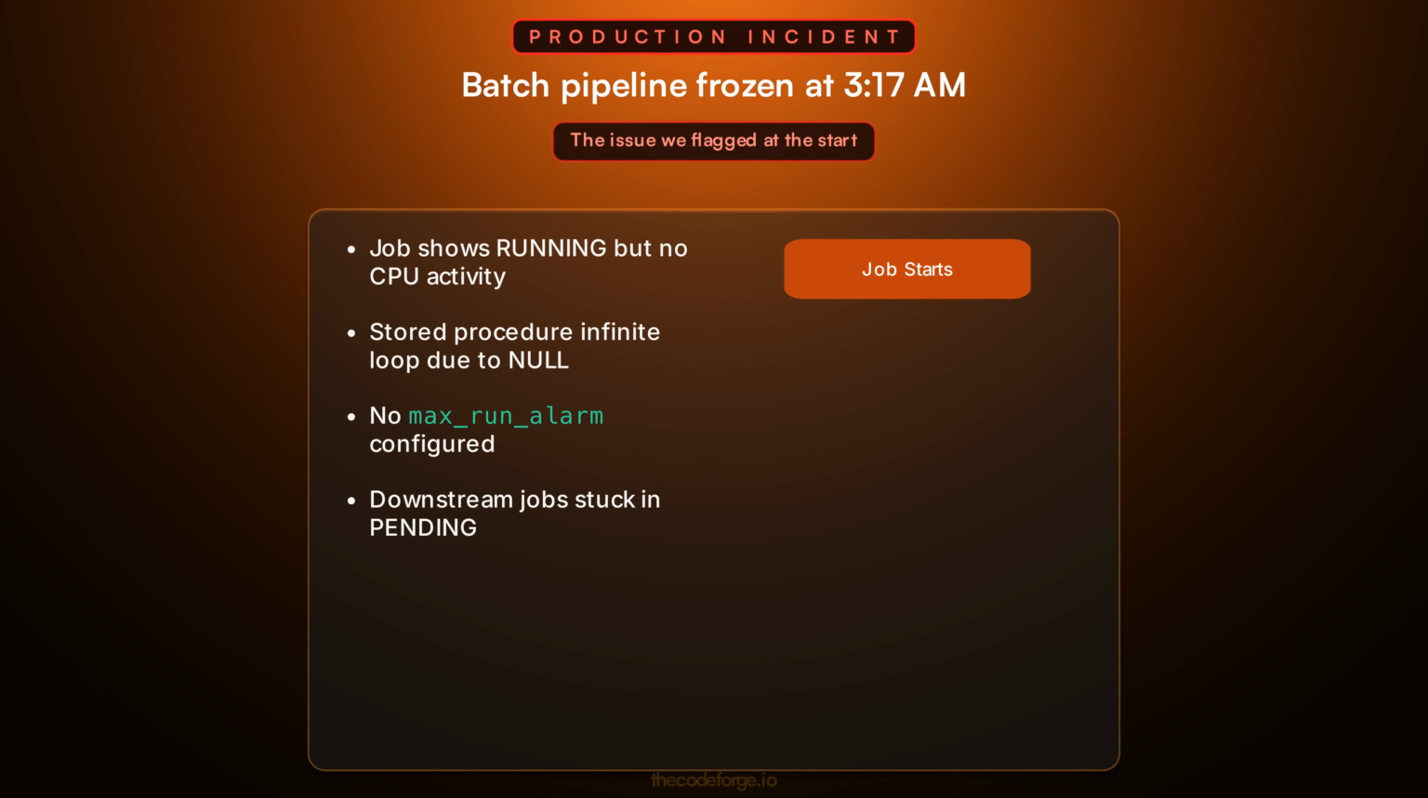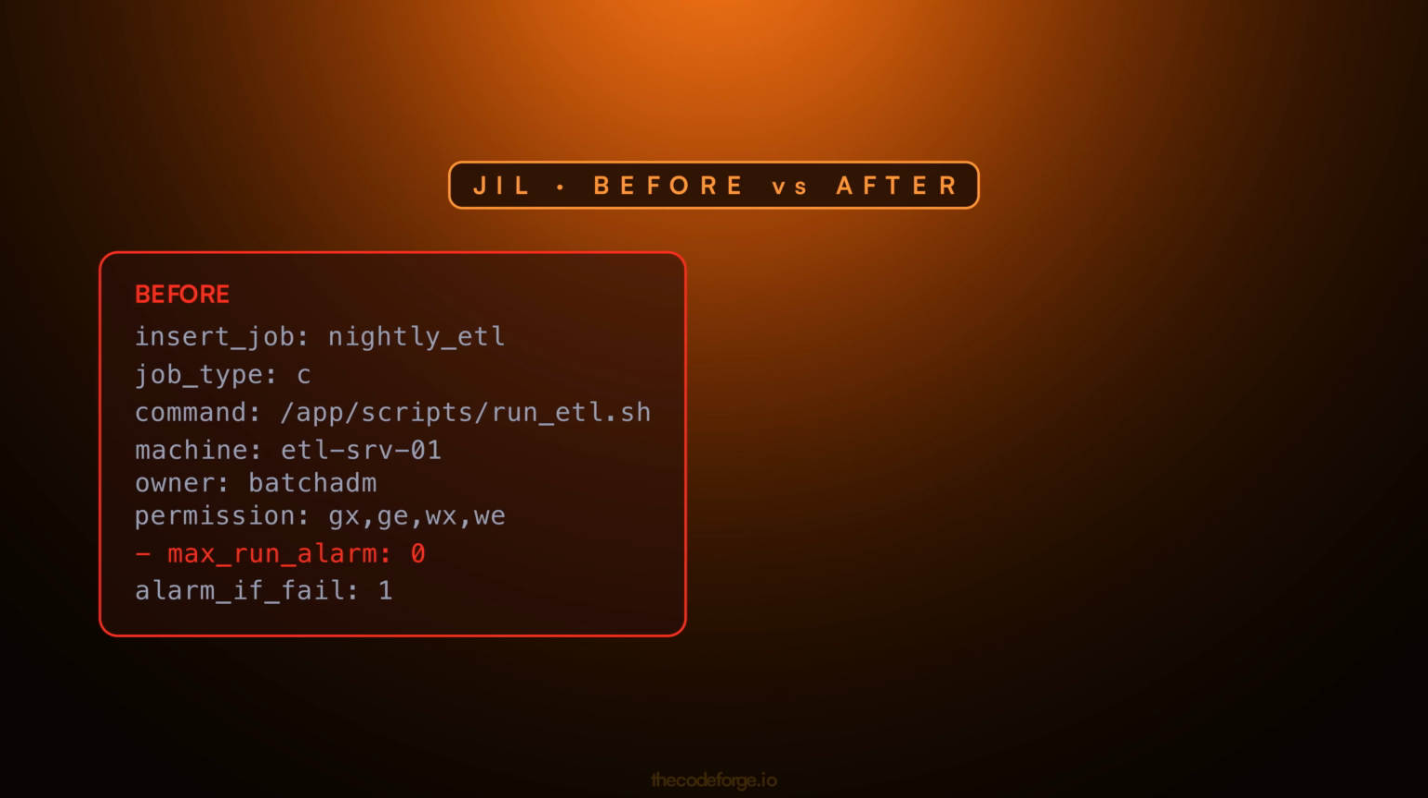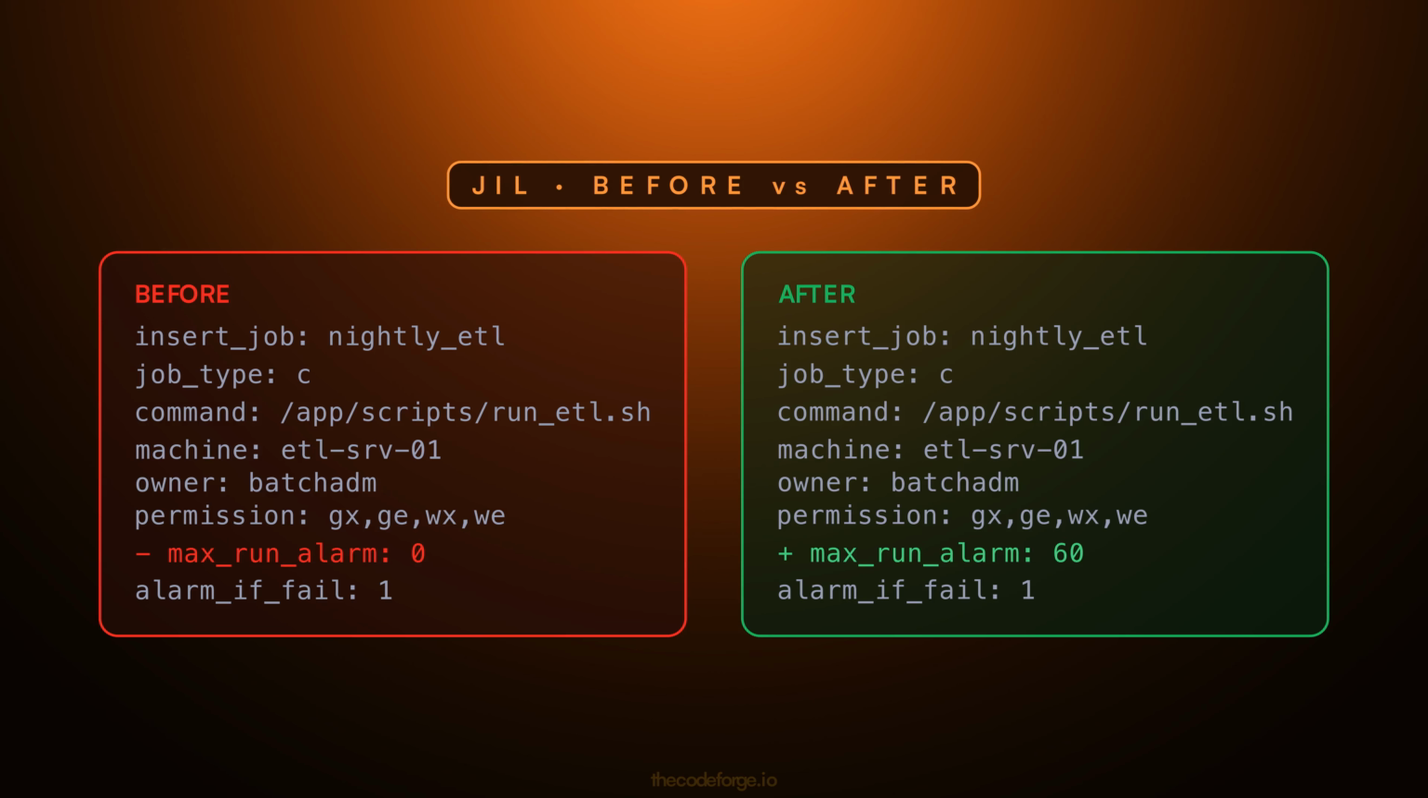This is the same issue we highlighted at the start. Here's exactly why that happened. The stored procedure entered an infinite loop because a column used in the loop condition was null. AutoSys never terminated it because max run alarm was not set. The job appeared running but made no progress. Without max run alarm, a hung job blocks the entire pipeline indefinitely.